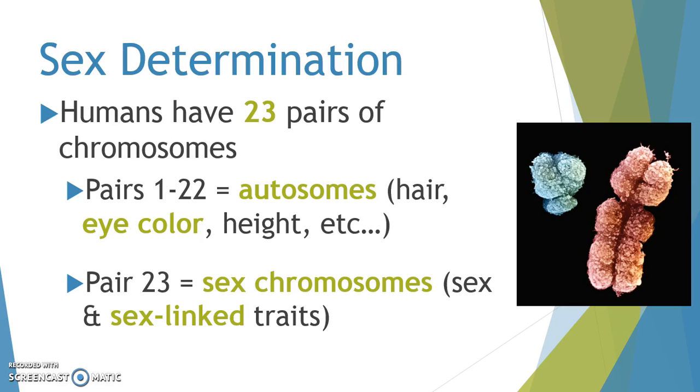So, sex determination. Humans, we know, have 23 pairs of chromosomes, right? In their pairs, so that gives us our total of 46. Well, if you were to arrange all of your chromosomes from longest to shortest, the first 22, the longest of the pairs of chromosomes, we call those your autosomes. And on those autosomes, you will find all of the genes that control your traits such as hair color, eye color, height, whether you can roll your tongue, whether you have a widow's peak, etc.